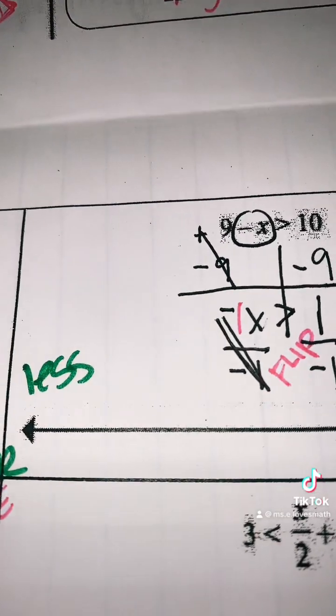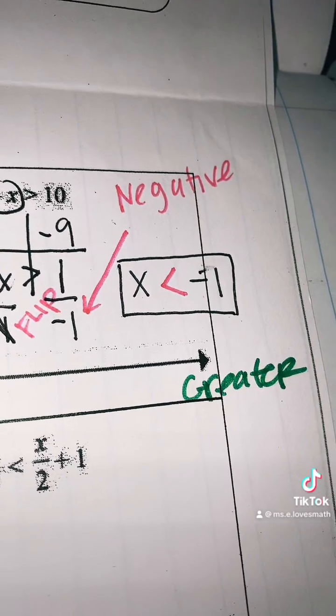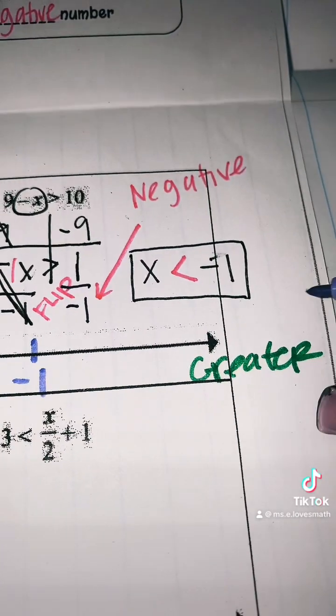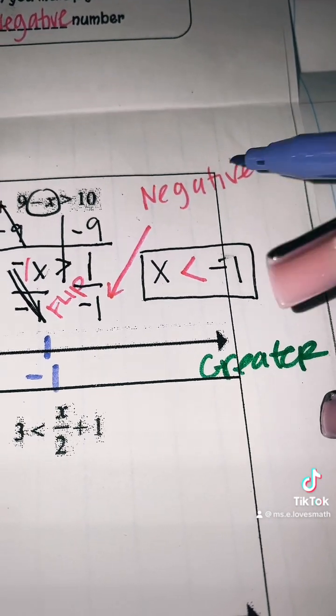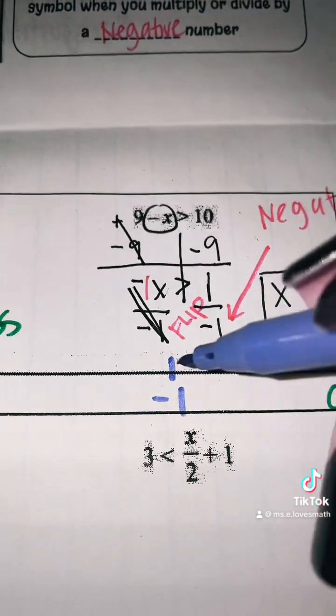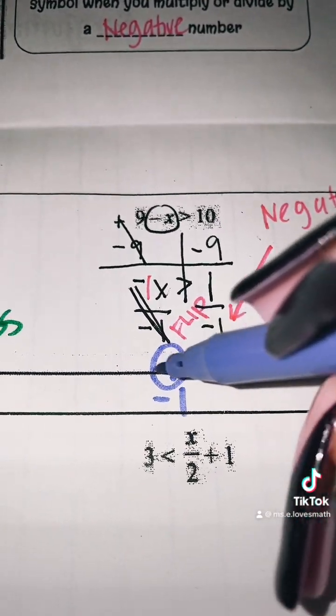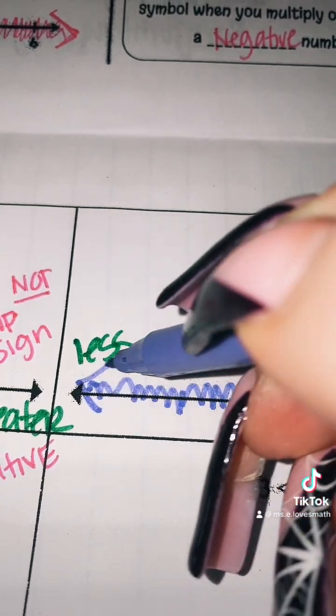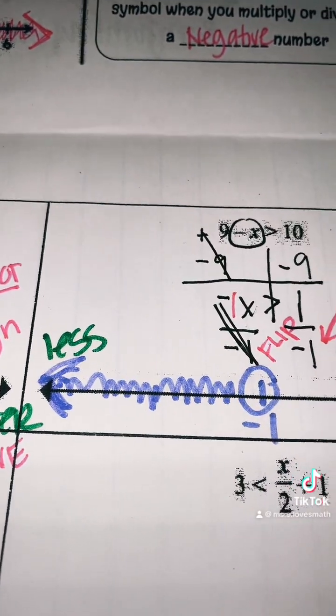Remember, on a number line, numbers to the left are less and numbers to the right are greater. There needs to be a negative 1 on our number line because that is the number we have in our inequality, and x is less than negative 1, meaning we will have an open circle on negative 1 and we will shade to the left for all the numbers less than negative 1.